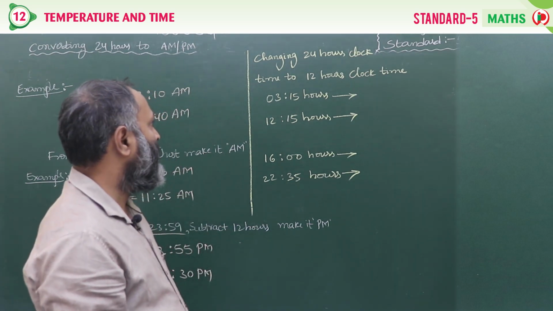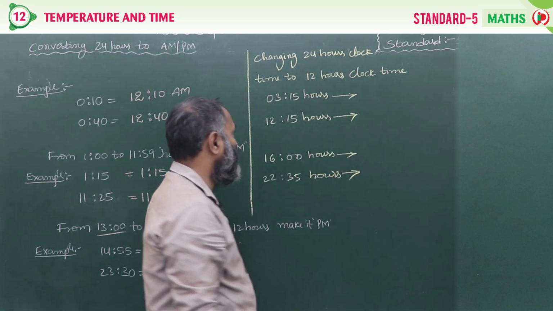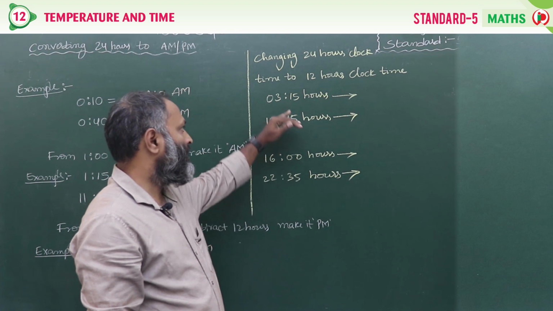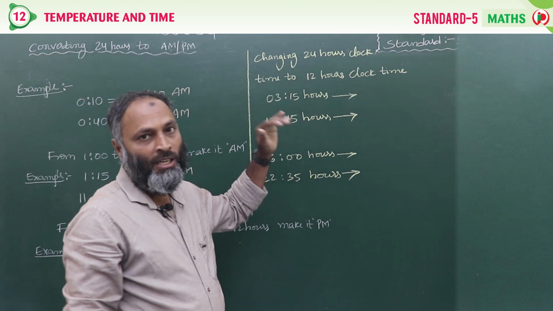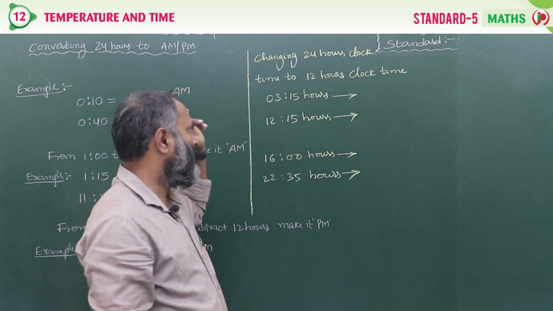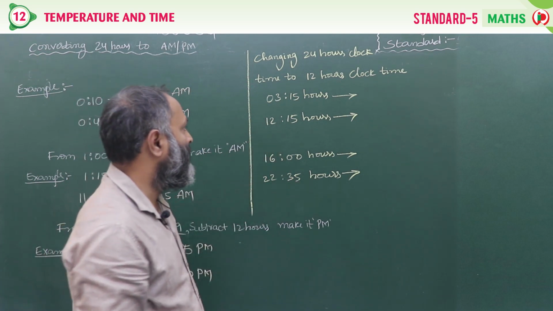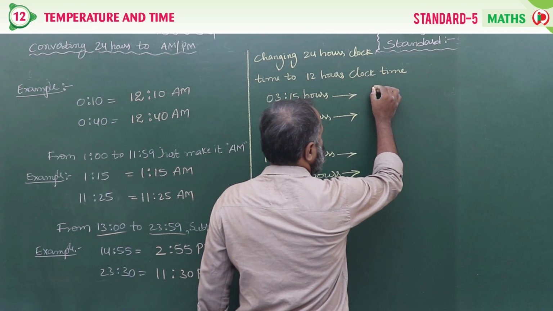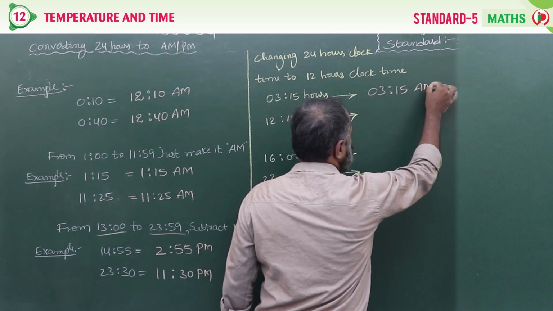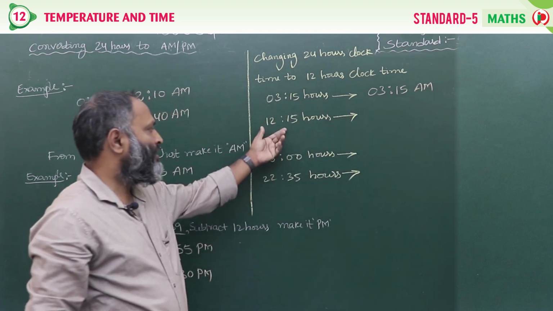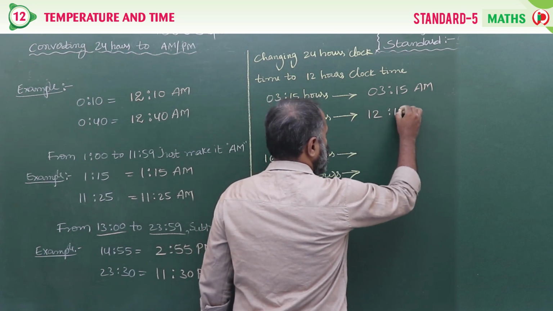Now changing 24 hours clock time to 12 hours clock. How to convert? From 0 to 12:59, there is no change; we take it as it is. For 3:15, write it as it is, in AM. Just write AM, that is enough. This is also written as it is, AM. 12:15 AM.